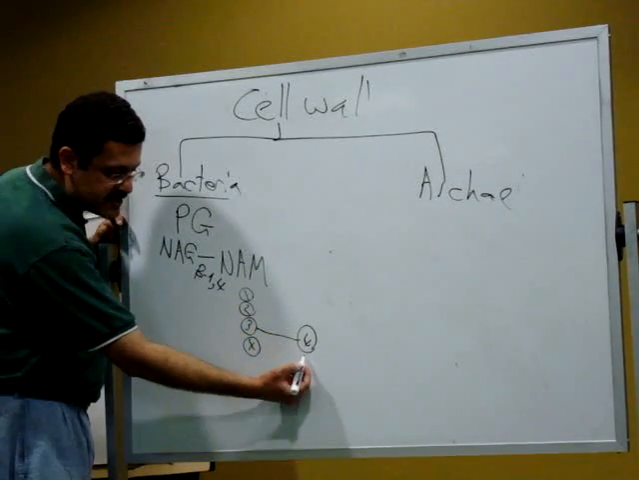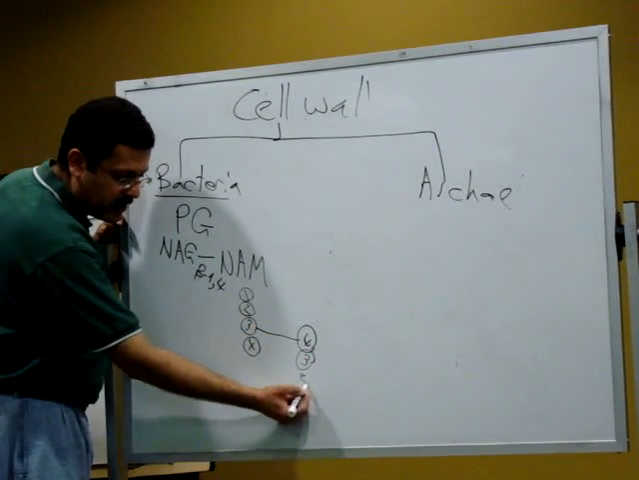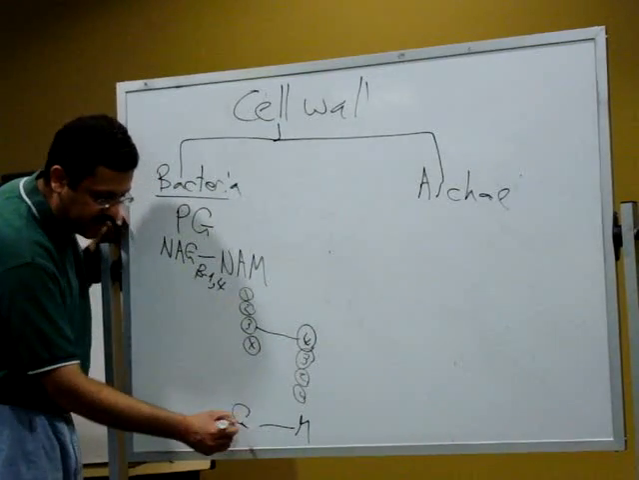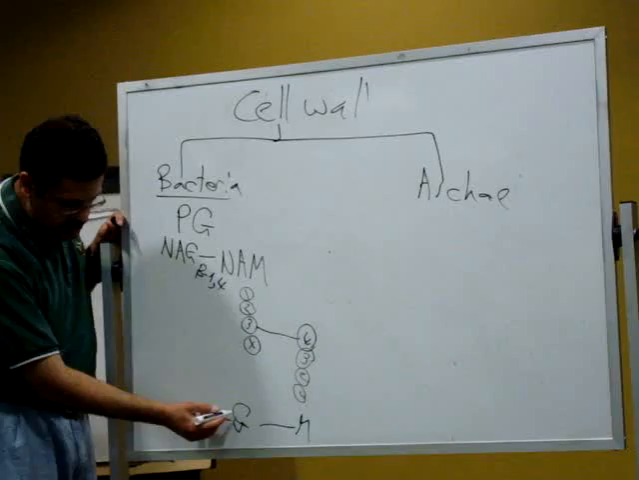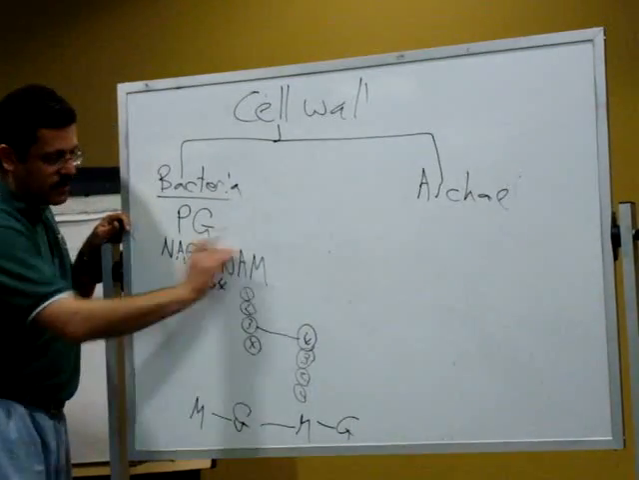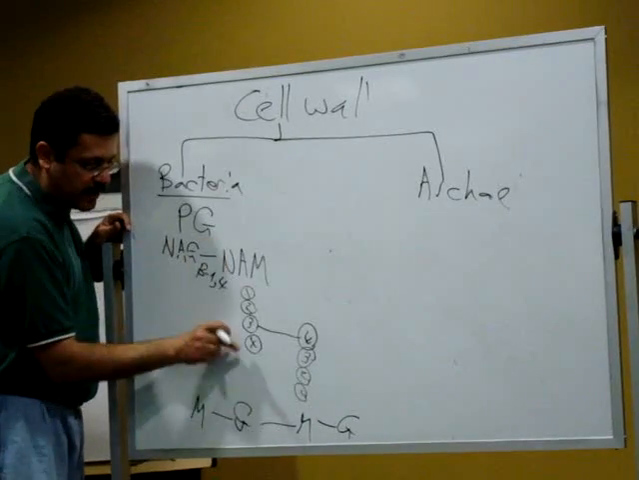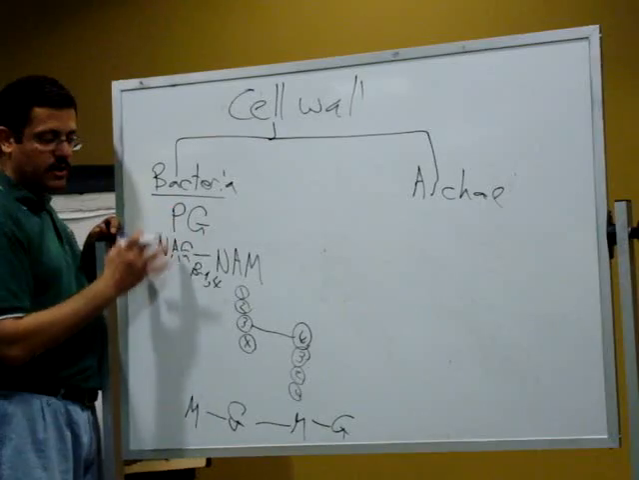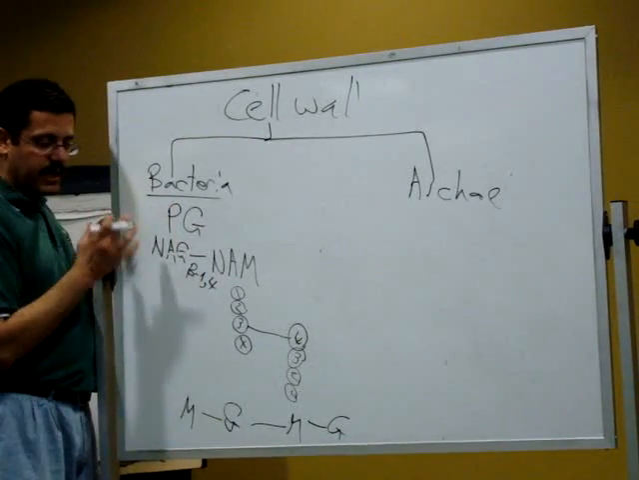So you have another chain, let's say, going up 3, 2, 1. Same thing. You have NAG here, you have NAG there. Another NAM, another NAG, whatever. So you have a layer here, a layer there, 4 coming up, 4 coming down, 3 is connected to 4. Now, this is common to all bacteria that have a cell wall.